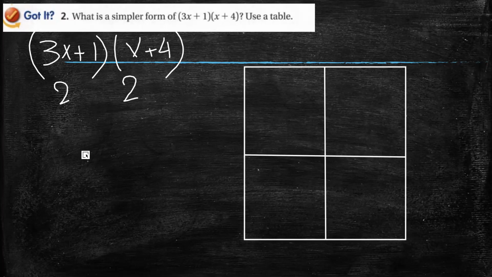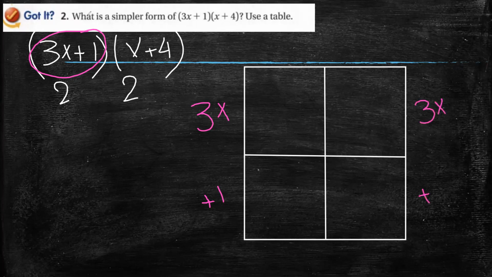Now I will go here and I will write 3x. Look at the first one here. I have 3x and plus 1. I will write them here on the left and I will repeat them on the right. Is it clear? Then I will put x and positive 4 here, and I will repeat them down. Then after that, I start to multiply.